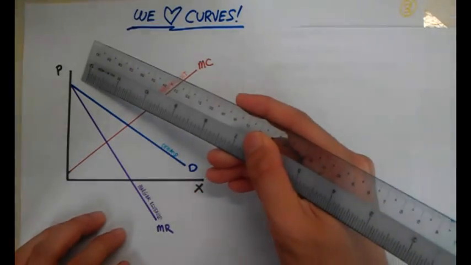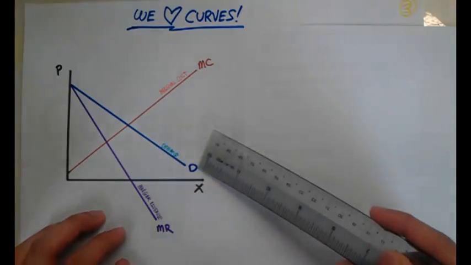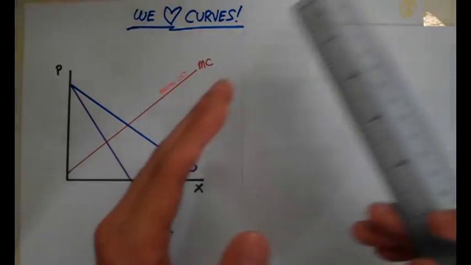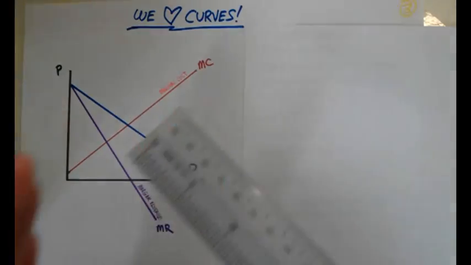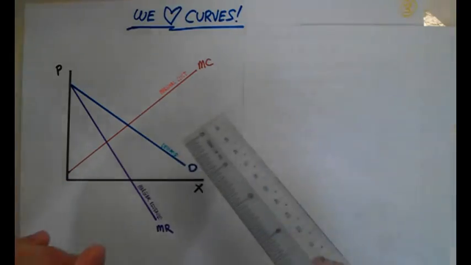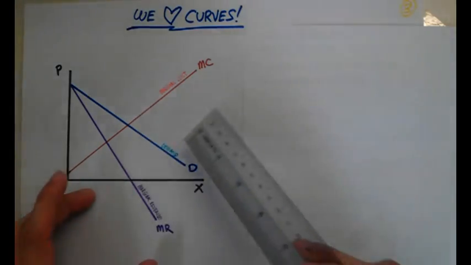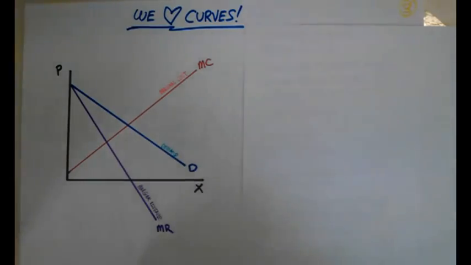Now this over here is your demand curve in blue, and this is your marginal cost curve. The marginal cost curve doesn't exactly have to be a curve all the time. It can be a straight line as well. If you draw it as a straight line, it's easier to see, and it also looks neater. And this purple line over here is your marginal revenue.